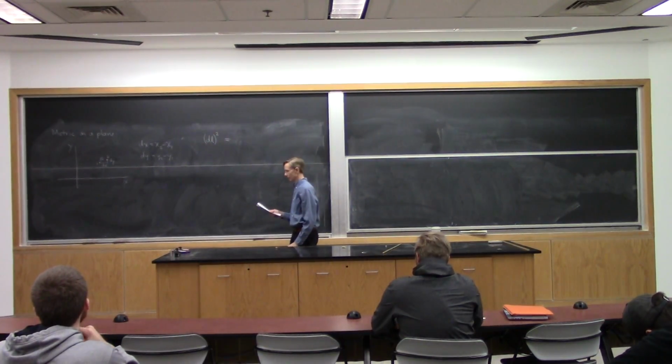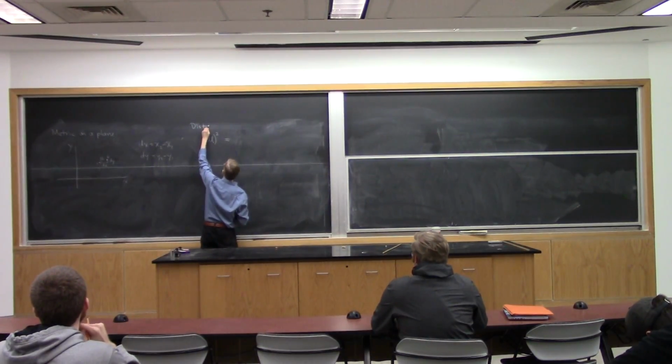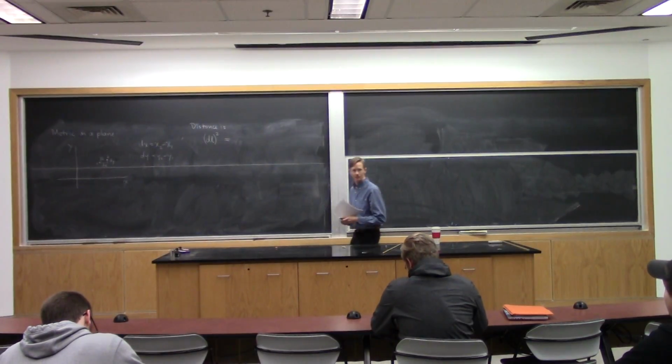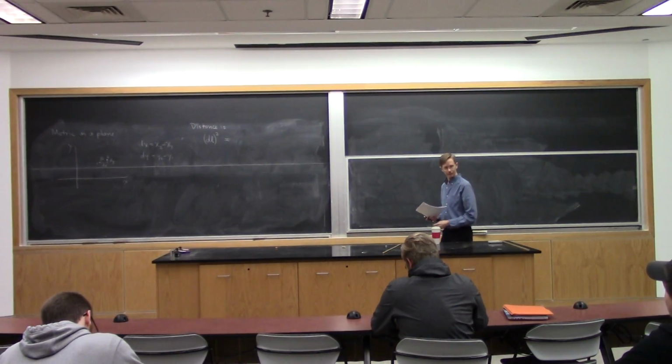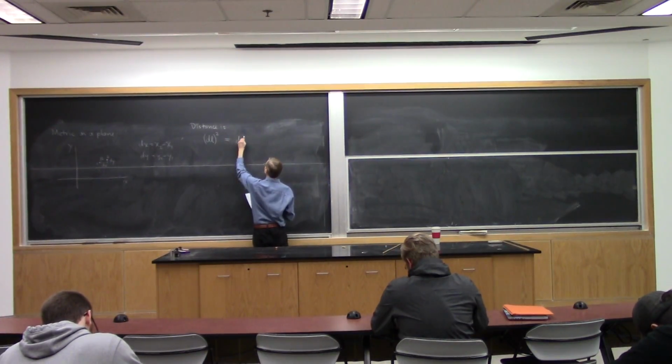What is dl squared? What's dl squared in terms of dx and dy? Dx squared plus dy squared. It sure is. dl squared is just dx squared plus dy squared.